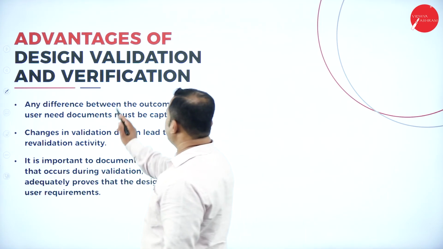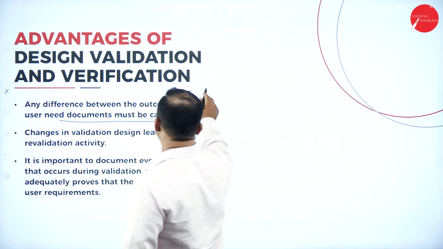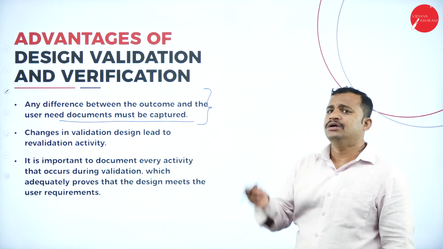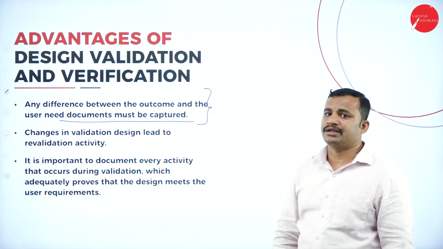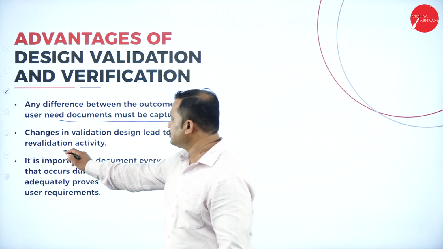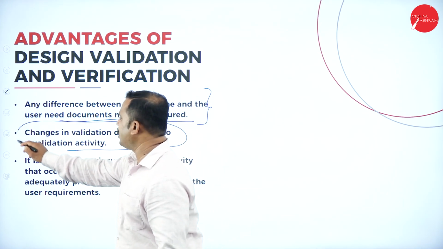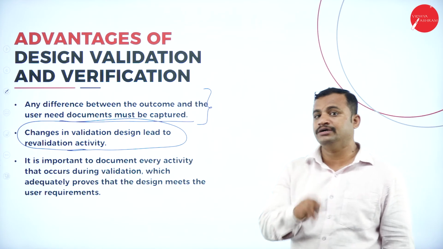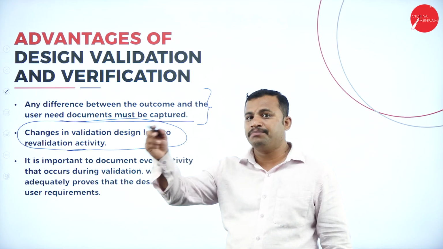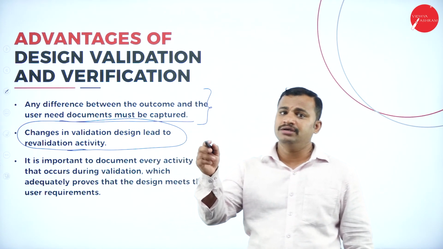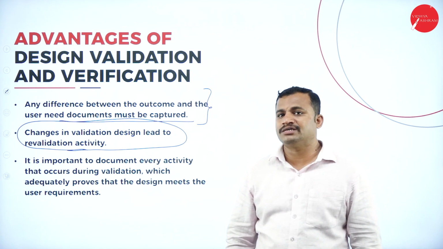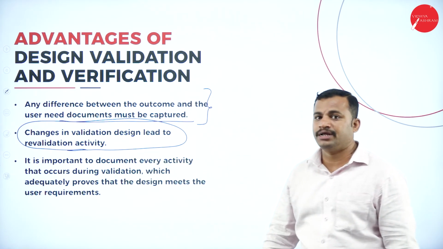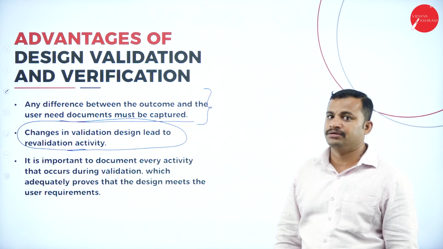Then, any difference between the outcome and the user need documents must be captured. Suppose there is any difference in the delivered product with respect to the documentation we have done earlier, then changes in the validation design lead to the revalidation activity. This is very, very important. Suppose there are any changes observed in the output produced by the developed system with reference to the documentation done at the SRS, then it has to be done once again. That means revalidation is to be done once again, revalidation activity.